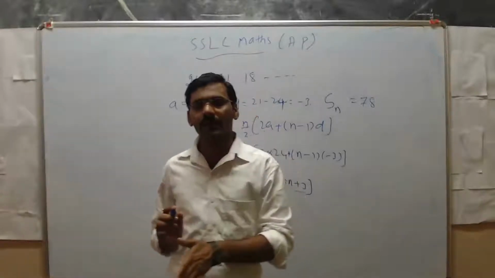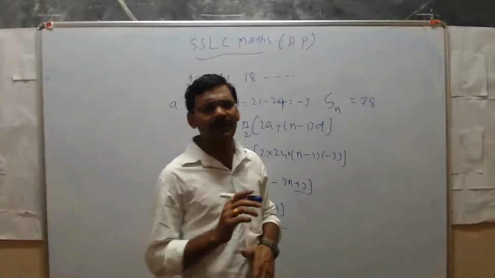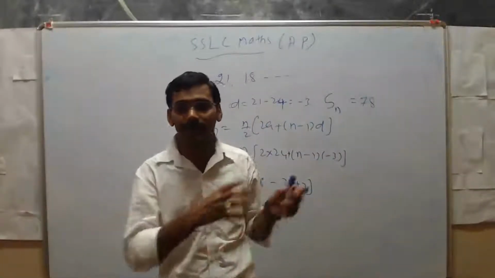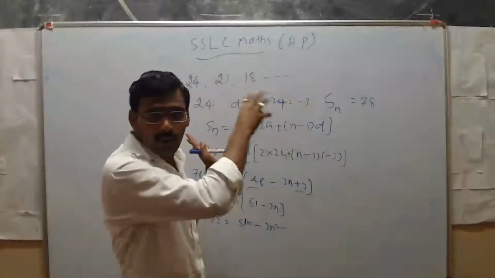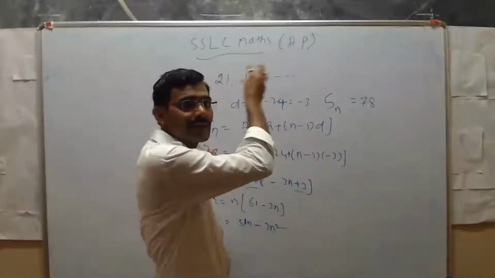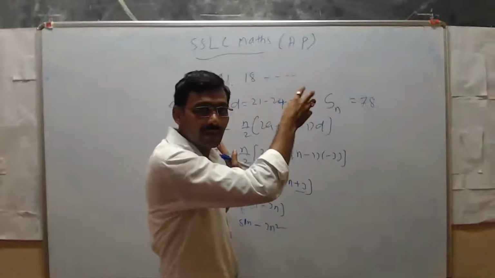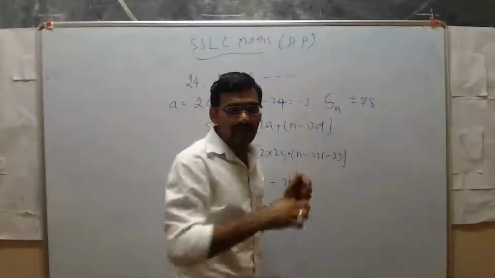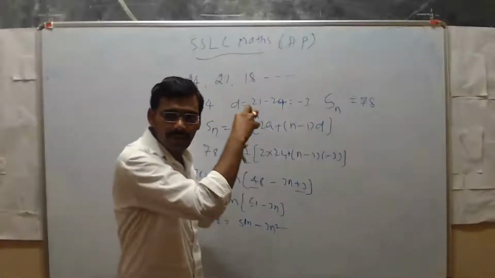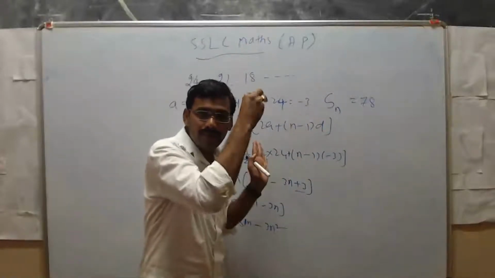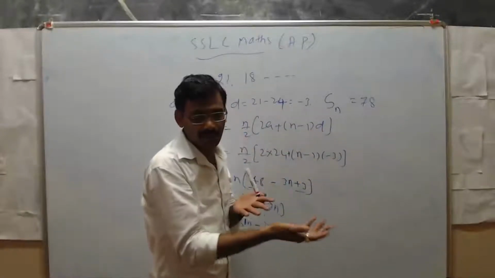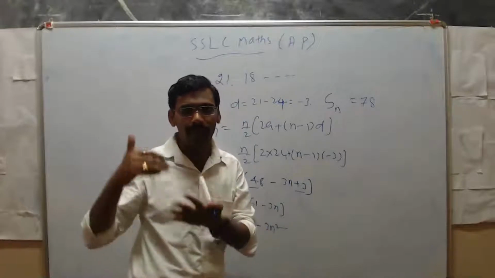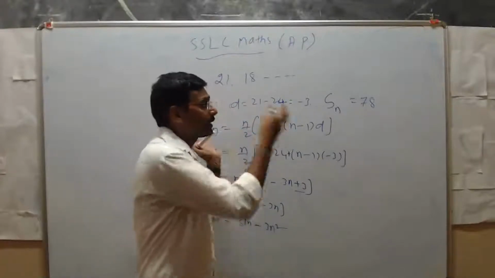Here the first term is 24, second term is 21, third term is 18. Then what is the number of terms? How many numbers does this have? The sum is 78. To form a sum of 78, we don't know how many terms we should add. How many terms should we add to make their sum 78?